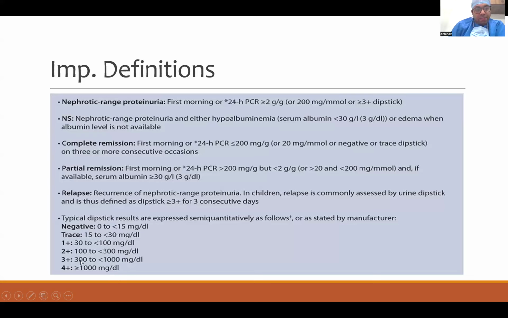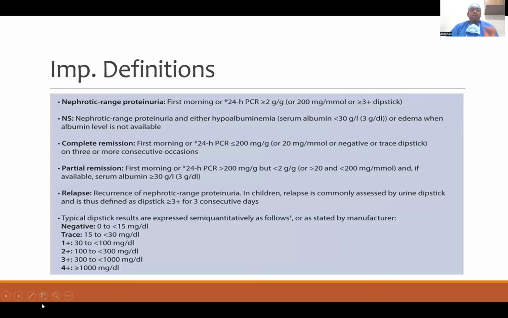So if it is 3 plus or more, it is around 300 to 1000 milligram per deciliter of protein, and if it's 4 plus, it's greater than 1000 milligram per deciliter of protein. So very important, nephrotic range proteinuria.